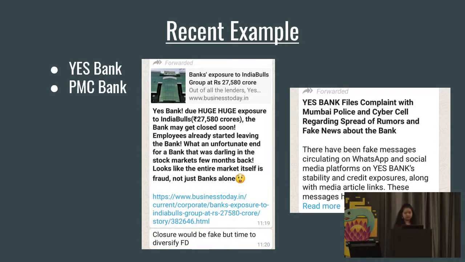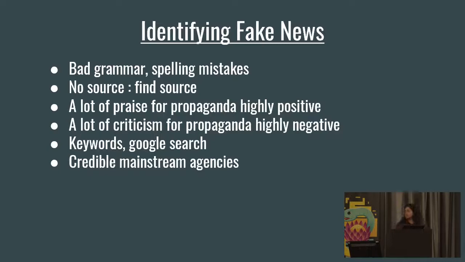So how do we identify fake news? As an individual, there are certain steps that we can take to identify fake news. One of them is bad grammar and spelling mistakes. Any credible news agency would be checking out their spellings. They would be checking if their grammar is in place. No news from a credible news agency would contain any of these issues. Another is no source. Most fake news does not have a credible source behind it.